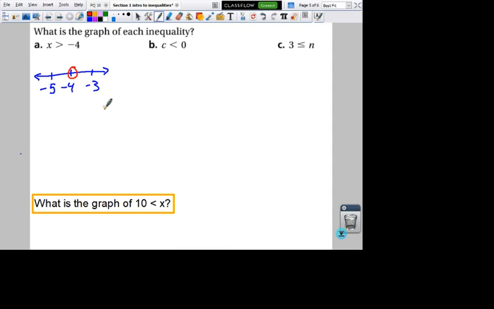Dylan, which way is my arrow going to go? Take out your headphones, or I'm taking them. My arrow is going to go to the right, because that is numbers greater than.